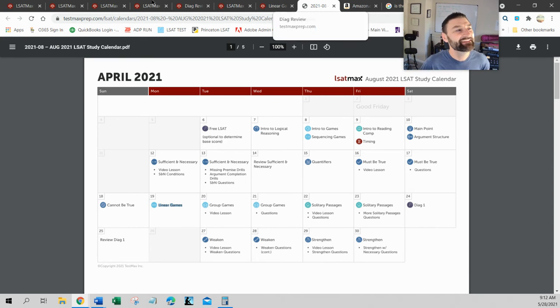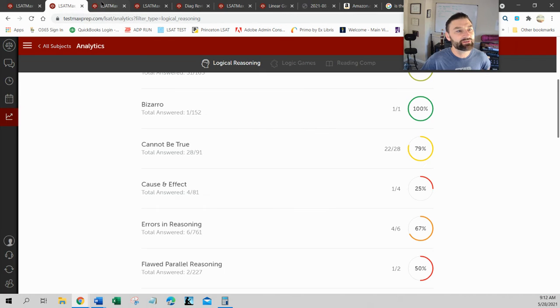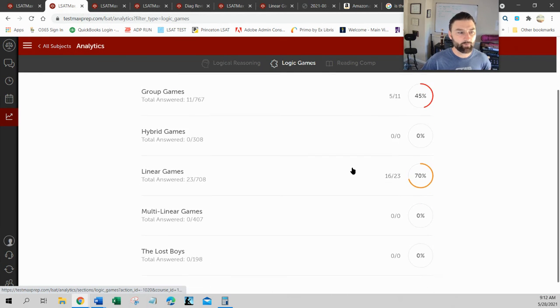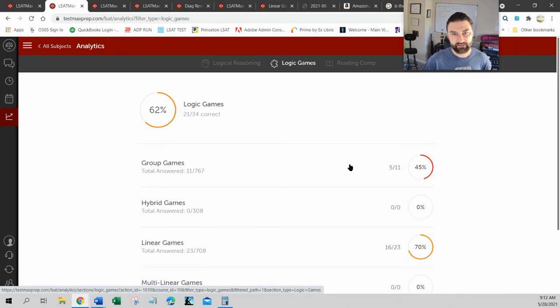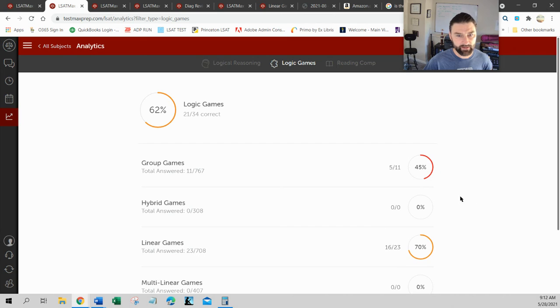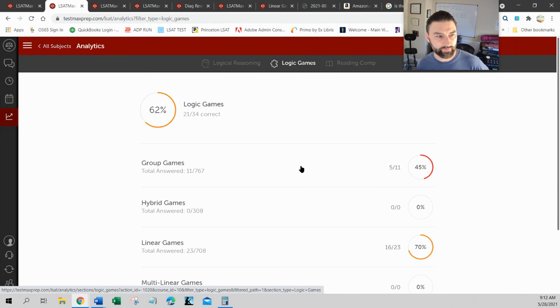Okay, so I'm trying to get an idea of where I'm starting at so that I know what success looks like. This is a good number, this is not so good. So linear games, it looks like I'm a little better at those out of the box. And grouping games, not as much. Oh, that's what the newsprint one is, a grouping game.